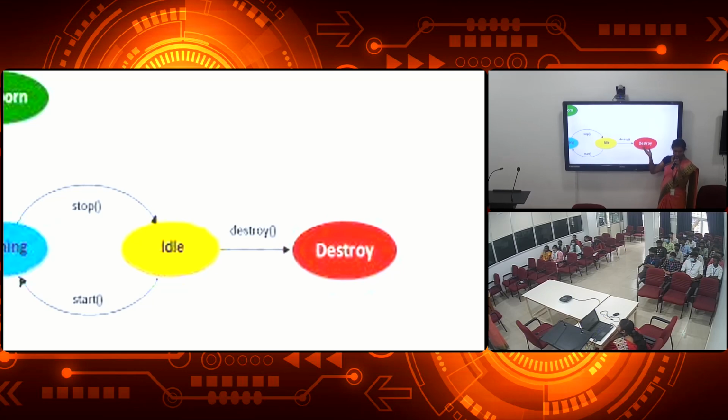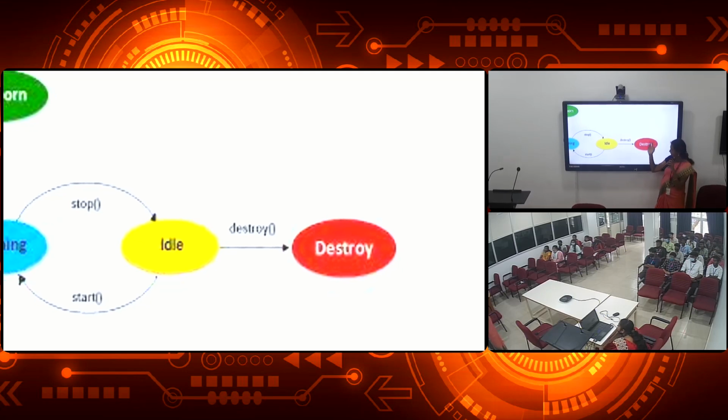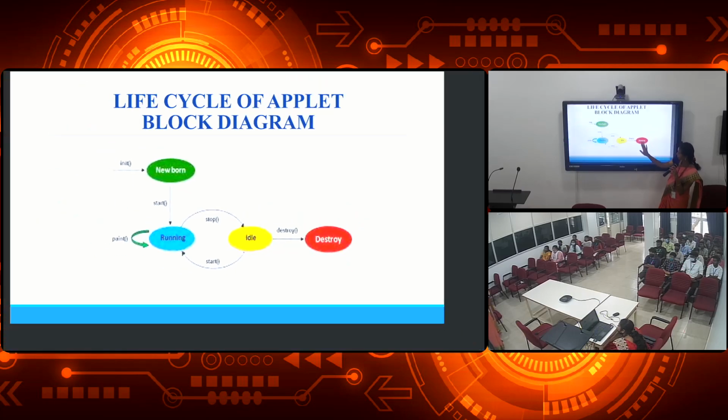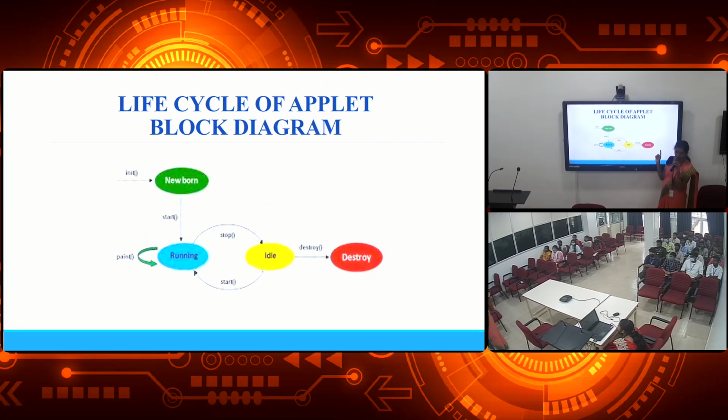Destroy of method. You can put dead or destroy here, but don't change the method. What is the method you will be using here? That is destroy of. That's all. This is the last final diagram of applet's life cycle. Any doubt you are having now?